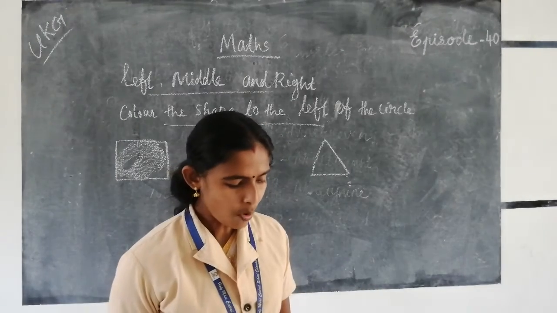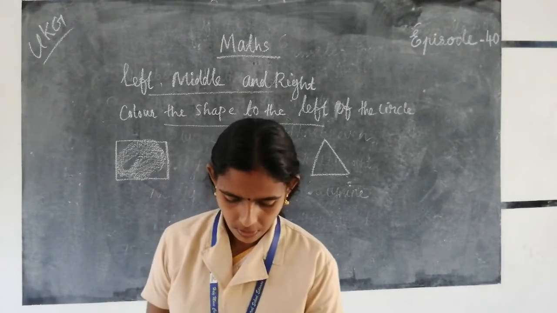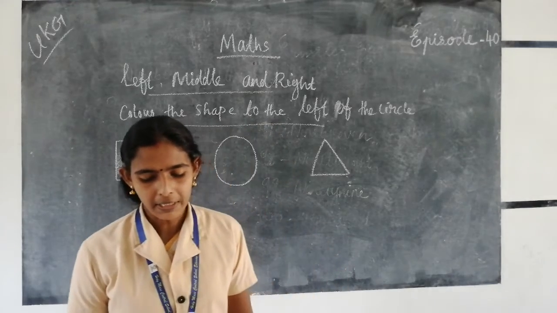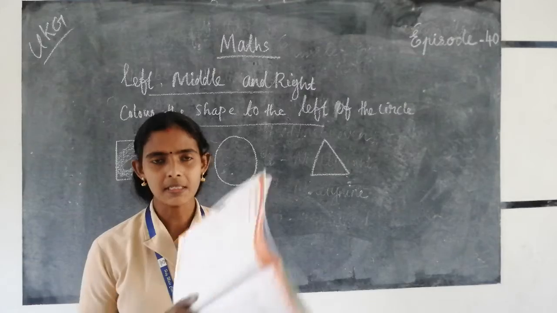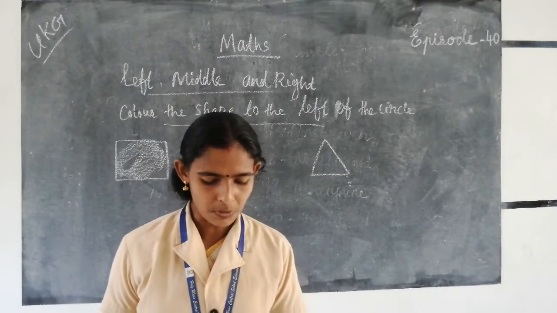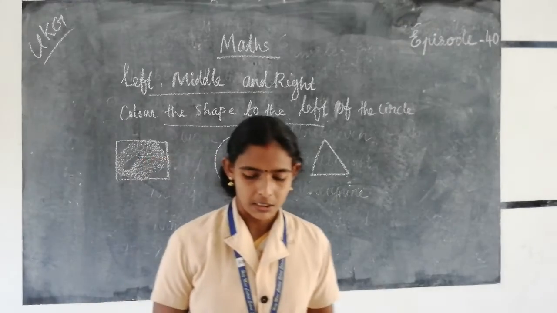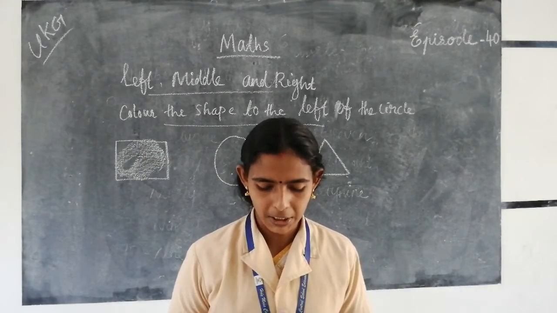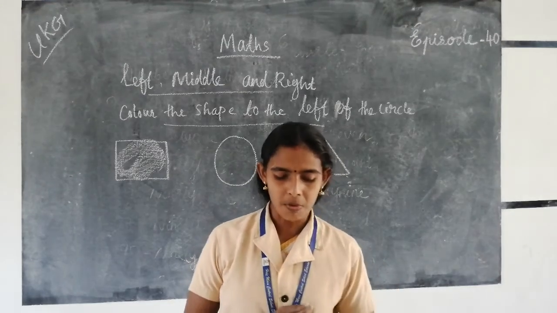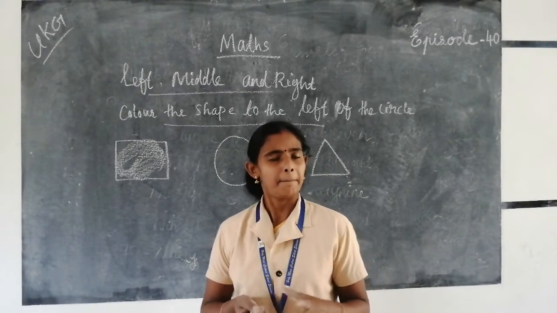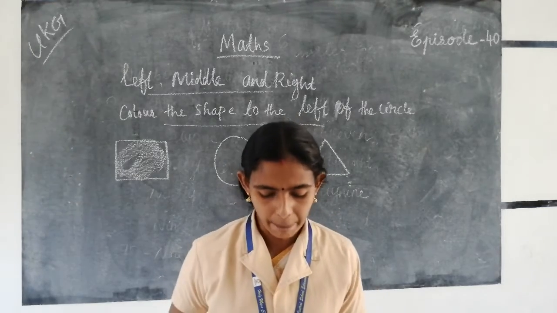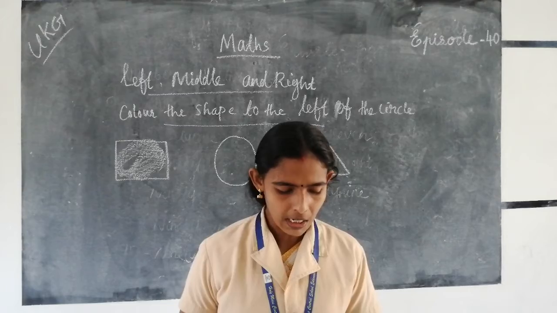Next, open and close. Open means turakuga, close means adakuga. Color the shapes which are close. It is simple. Color the shapes which are close. The shape is complete. Color only the complete pictures. Can you understand? Color the complete pictures.